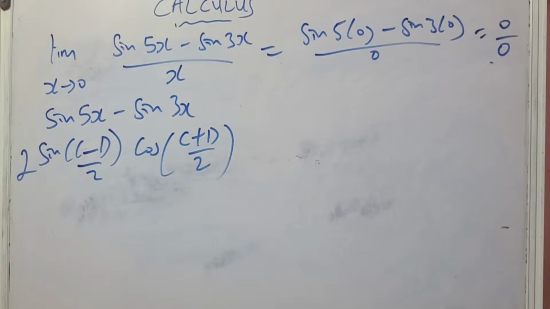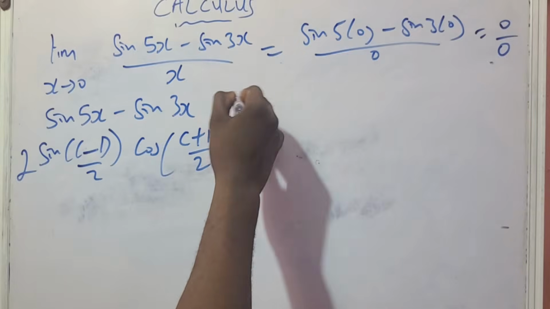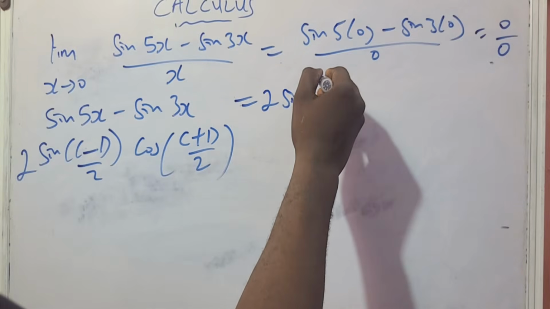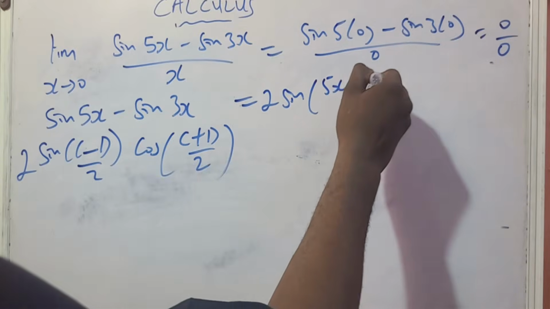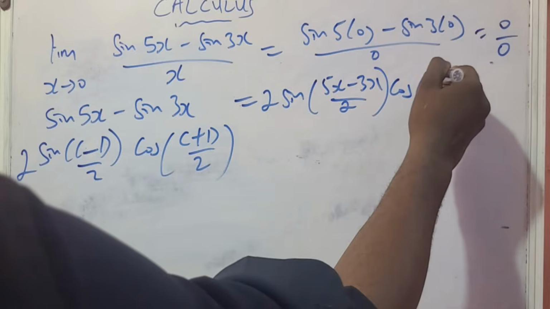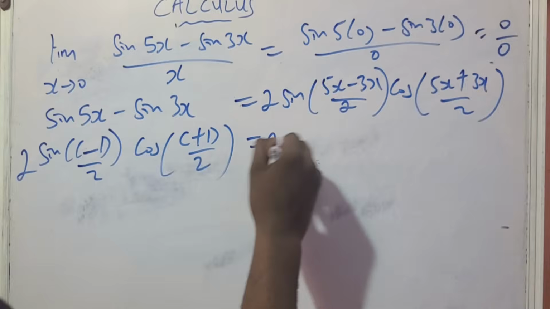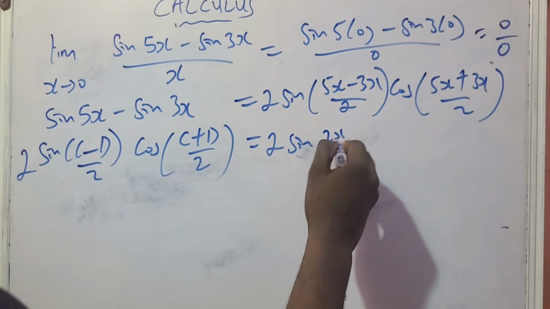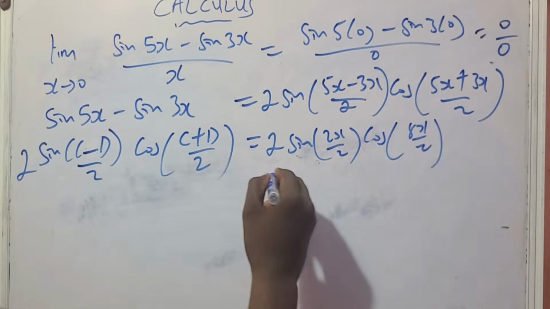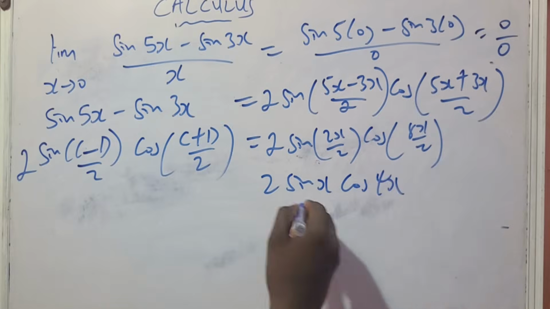So when you have a case like this, being C and this being D, this would obviously be 2 sine (5x minus 3x)/2 cos (5x plus 3x)/2. This would be 2 sine 2x over 2 cos 8x over 2. This would be 2 sine x cos 4x.